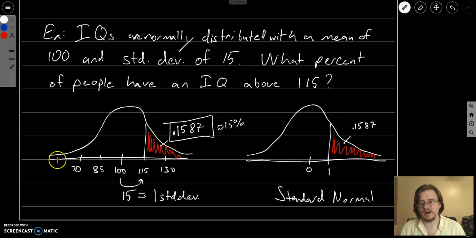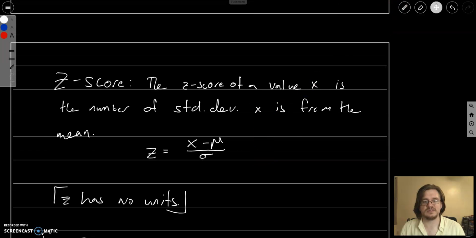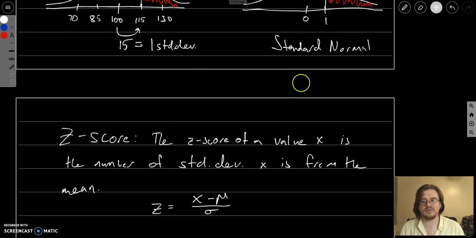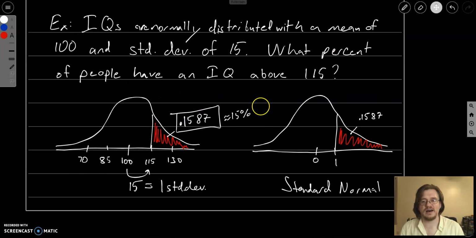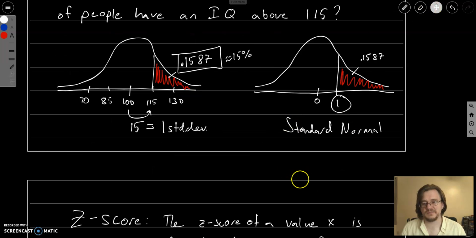Okay, so turning values from a normal distribution into values from a standard normal distribution. There's a nice process for this, and this is called the Z-score. The Z-score of a value is just how many standard deviations you are from the mean. In the previous example, 115 is exactly 1 standard deviation above the mean. So 1 was our Z-score.